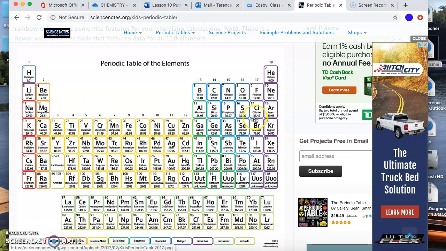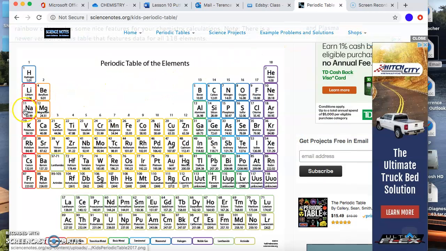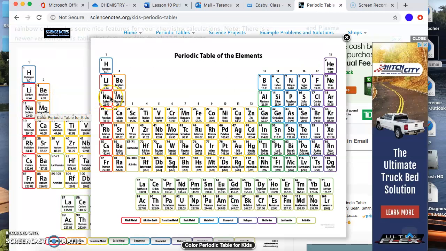Sodium, if it comes near chlorine, its one valence electron will jump over to chlorine. Now, sodium normally has 11 protons and 11 electrons. Now it has 11 protons, and because that one electron jumped, it now only has 10 electrons. So sodium now is positively charged. It has a positive charge of 1 because it has one more proton.